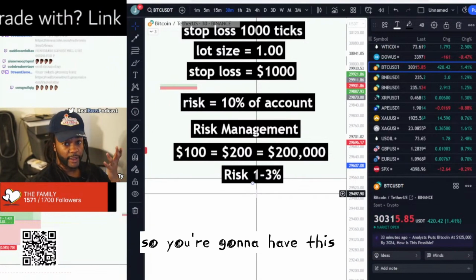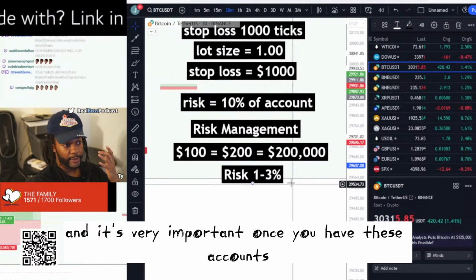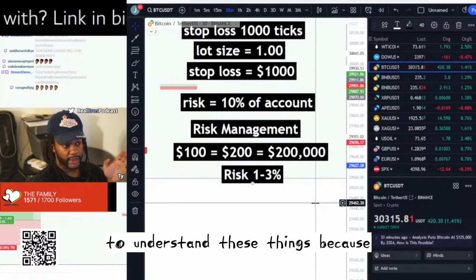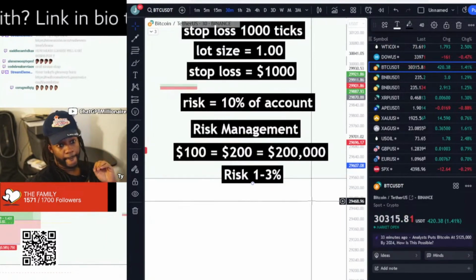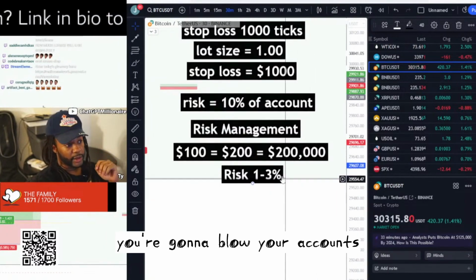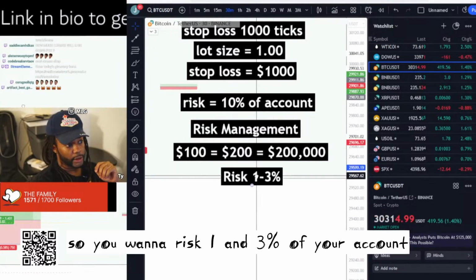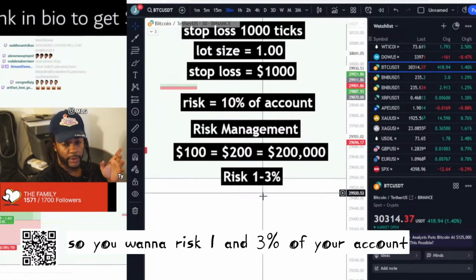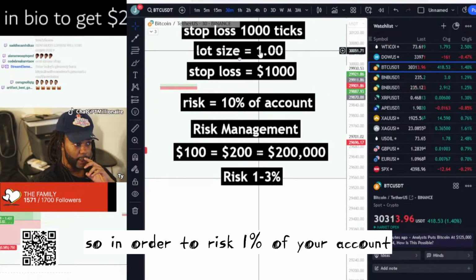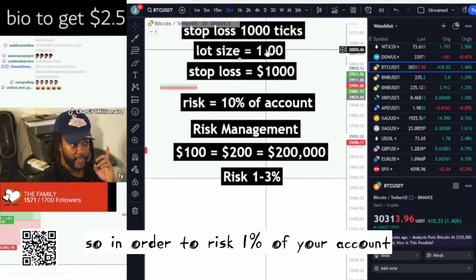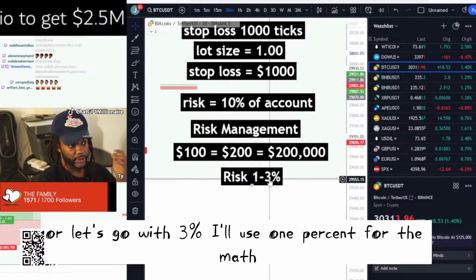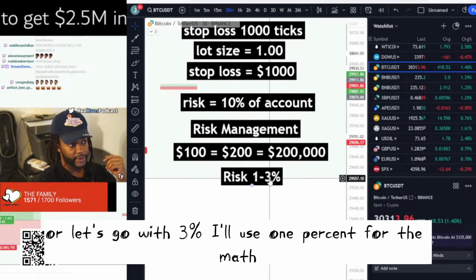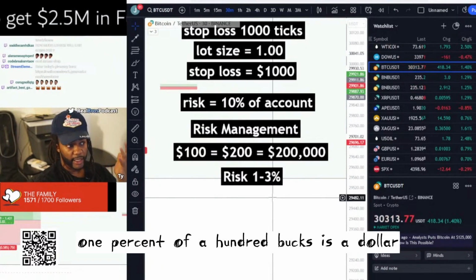So it's very important once you have these accounts to understand these things, because if you don't, you're gonna blow your accounts. So you want to risk 1 to 3% of your account. So in order to risk 1% of your account, or let's go with 3%, I'll use 1% for the math. 1% of $100 is $1.